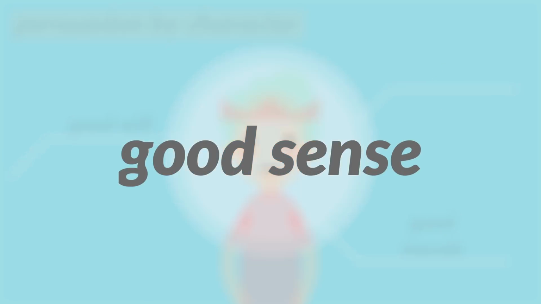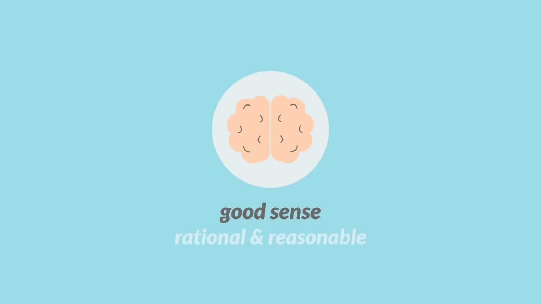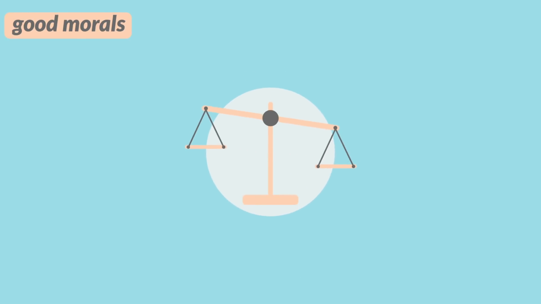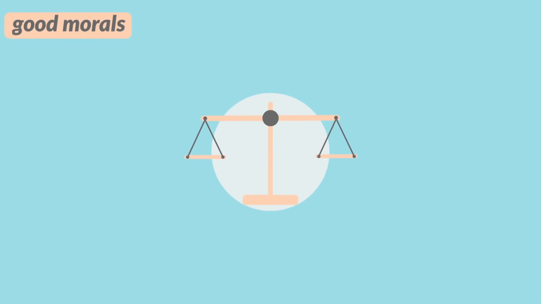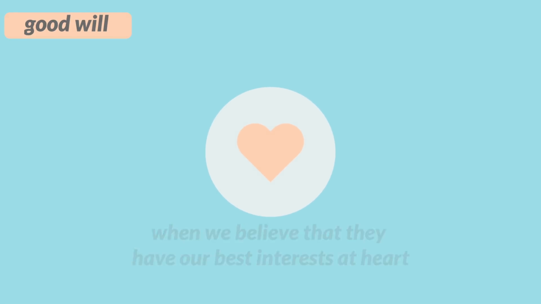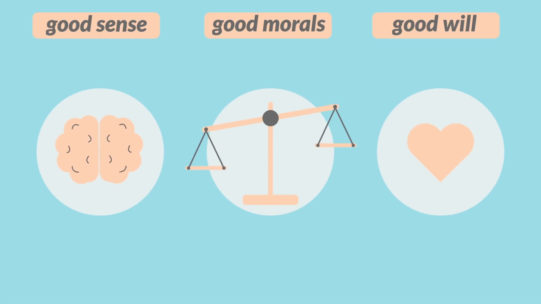We say that a person has good sense when we trust their judgment. They're a rational and reasonable thinker. They stay cool, calm, and collected. They're a credible professional in the field that they speak about. We say that a person has good moral character when we expect them to do the right thing even if no one is looking. And lastly, we say that a person has goodwill when we believe that they have our best interests at heart. According to Aristotle, these are the 3 traits that a trustable person has.